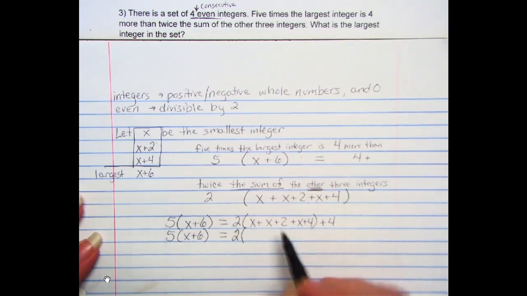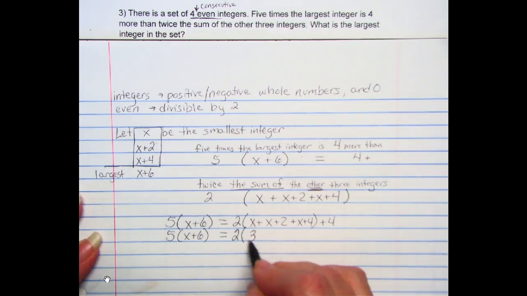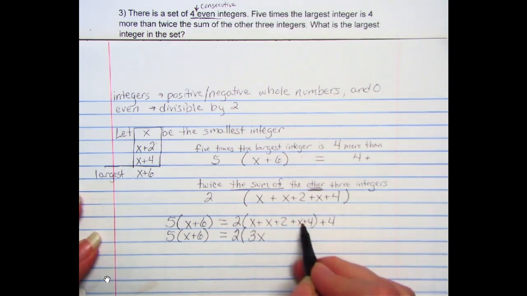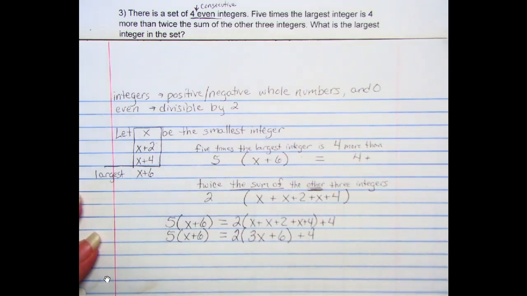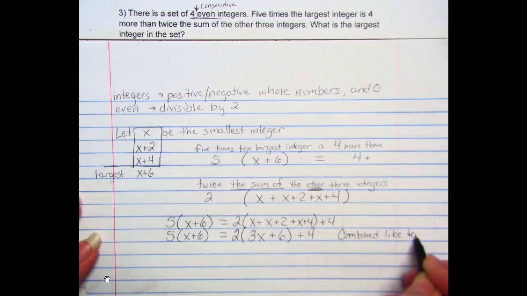Before we do the distributive property, we're going to combine the like terms that are inside these parentheses. Now I have x plus x plus x, that's 3 x's. Now I have plus 2 and plus 4, that's plus 6. That plus 4 comes on down. Everything's nice and neat. Now I'm going to write a note out here. We combined like terms inside those parentheses. Next, we're going to do the distributive property.